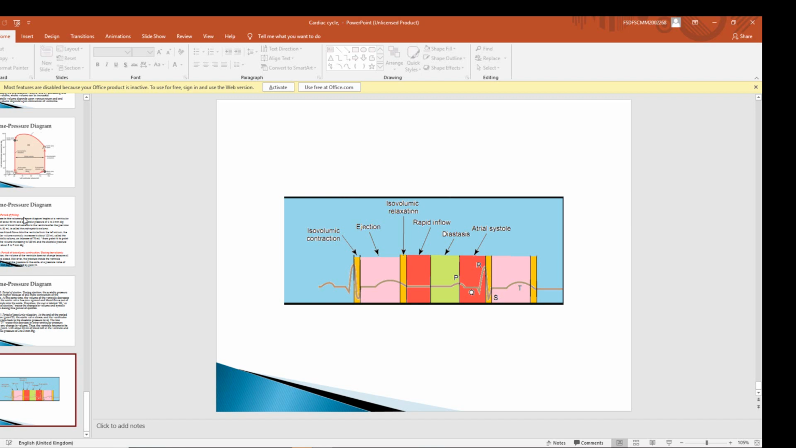So if you're not even remembering it at the time of your exam, if you know the diagram, you can attempt the question very, very easily.